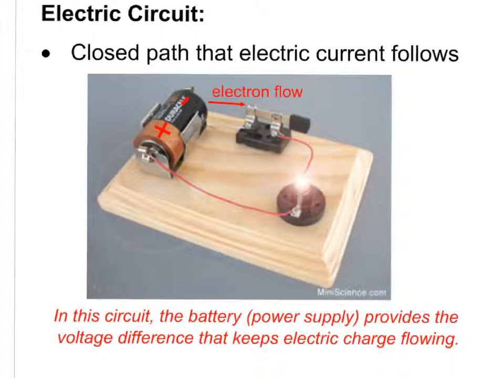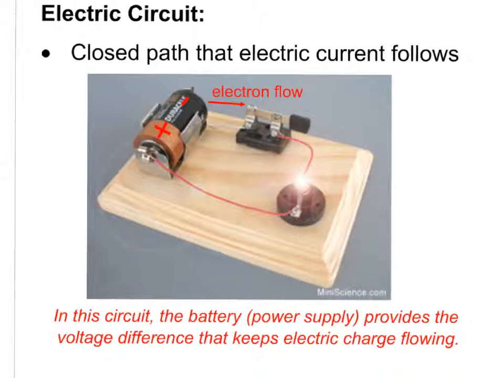Now that we know what voltage difference is and what current is, we can talk about an electric circuit. An electric circuit is a closed path through which electric current flows. So the electric current follows this path, and it's a closed path. Here in this example, we have the flow of electrons in this direction. Our current is operating in the opposite direction, in this direction. That's the direction the current is flowing.